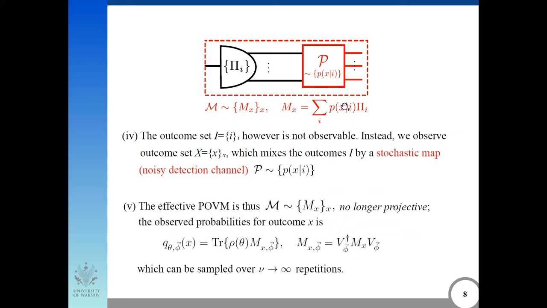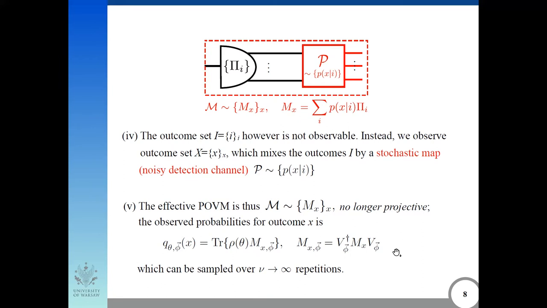So now because of this mixing, these effective POVM elements are no longer projective. And therefore, the corresponding probability of observing outcome X is still given by the Born's rule, but now with these effective POVM elements. And then here there's a phi which we must not forget, because before this we still have the freedom to rotate the basis. So the M_X without phi is before the rotation, and whenever M_X phi, that is after the rotation.